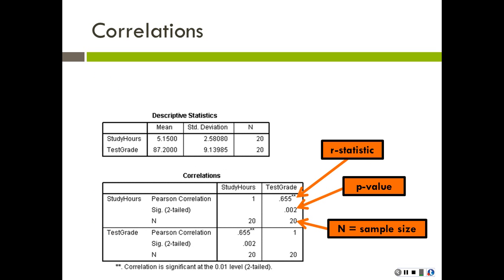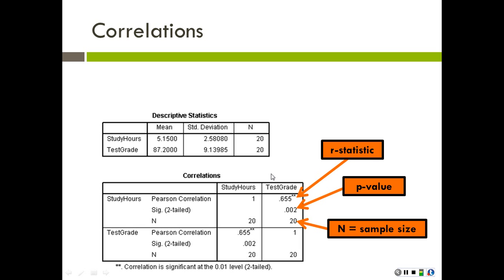So you can see we have descriptive statistics, descriptives. It gives you, like usual, the mean and the standard deviation for our variables. So you can see the mean, there's the standard deviation. Test grade, the average test grade is 87.2. You can also see the number of participants for each variable. So we have 20 people who gave us information on both these variables.